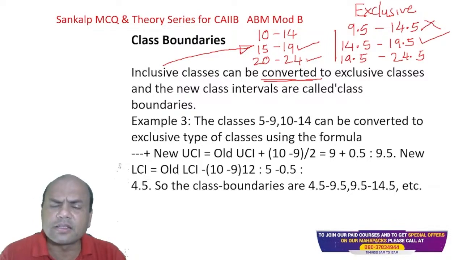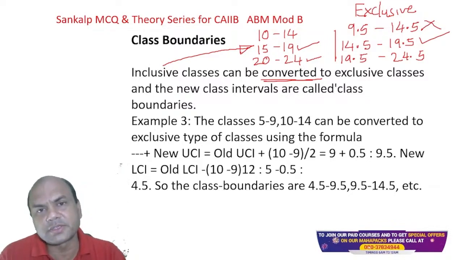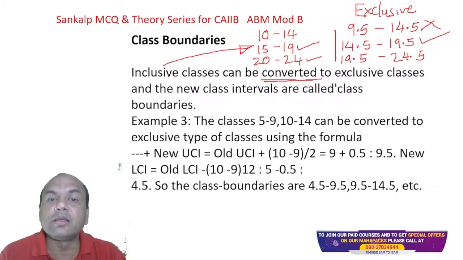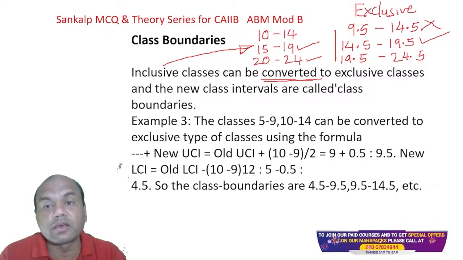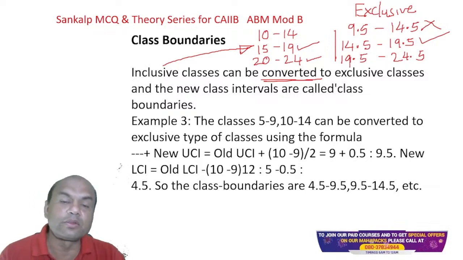So in this case, generally what we follow in your CIIB is that any number which is on the boundary will always be included in the next class. Means 14.5, I'll be including it over here. 19.5, I'll be including it over here. So that is the meaning of exclusive and inclusive.